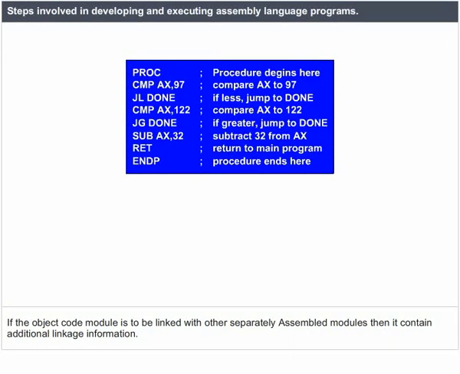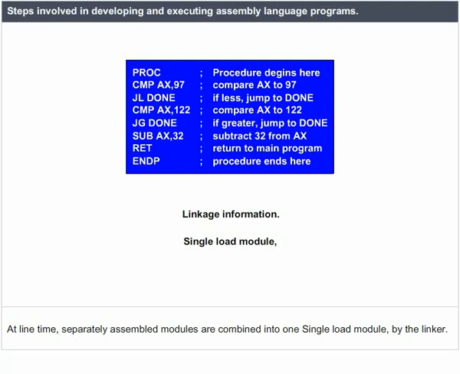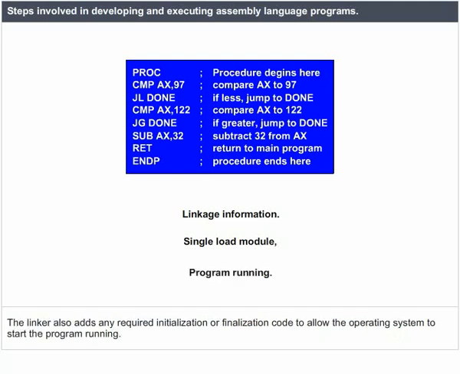Steps involved in developing and executing assembly language programs. If the object code module is to be linked with other separately assembled modules, then it contains additional linkage information. At link time, separately assembled modules are combined into one single load module by the linker. The linker also adds any required initialization or finalization code to allow the operating system to start the program running.